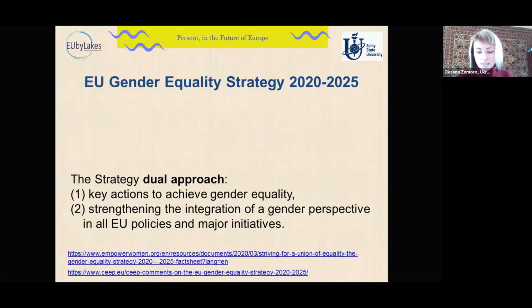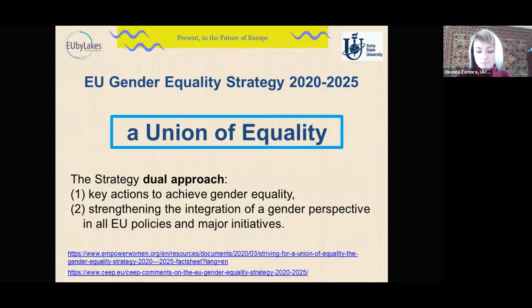The European Union Gender Equality Strategy, which was designed for 2020-2025, is a policy document that sets the goal to create a union of equality. It also sets out 5 key actions which they plan for the next 5 years, and it commits to movement towards achieving a union where gender-based violence, sex discrimination, and structural inequality between women and men will become a thing of the past.